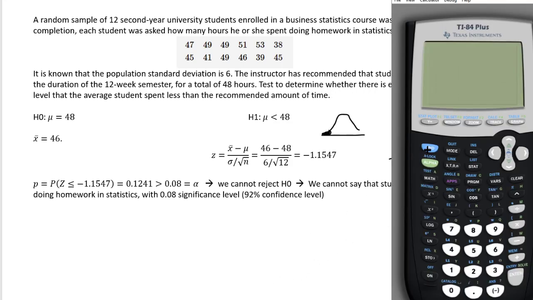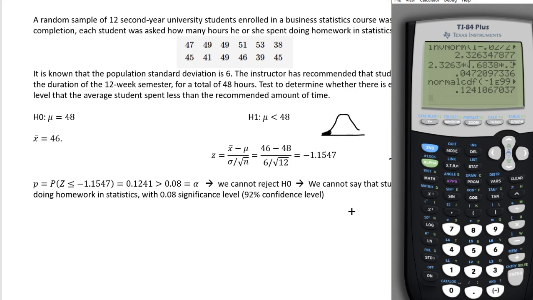You use the normal CDF. So let's go to vars. You go to normal CDF, enter, and you put the upper as negative 1.1547, enter, and that gives you 0.1241. And because this is bigger than your significance level, that means we cannot reject H0.